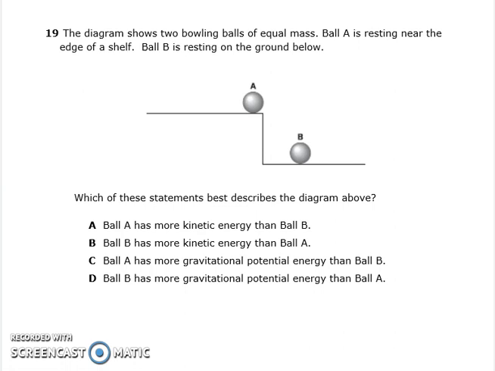A, ball A has more kinetic energy than ball B. B, ball B has more kinetic energy than ball A. C, ball A has more gravitational potential energy than ball B. Or D, ball B has more gravitational potential energy than ball A.